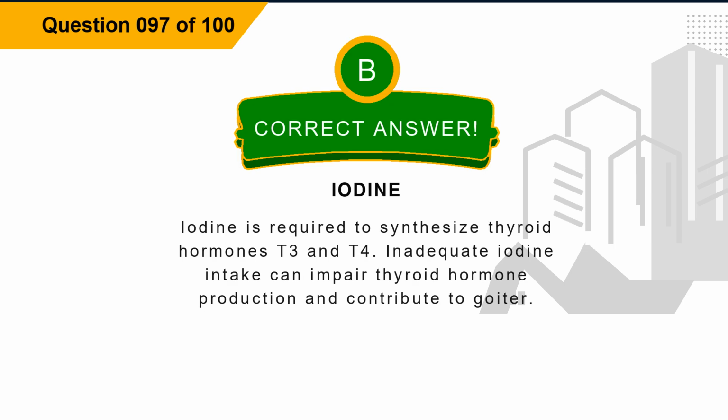Explanation. Iodine is required to synthesize thyroid hormones T3 and T4. Inadequate iodine intake can impair thyroid hormone production and contribute to goiter.